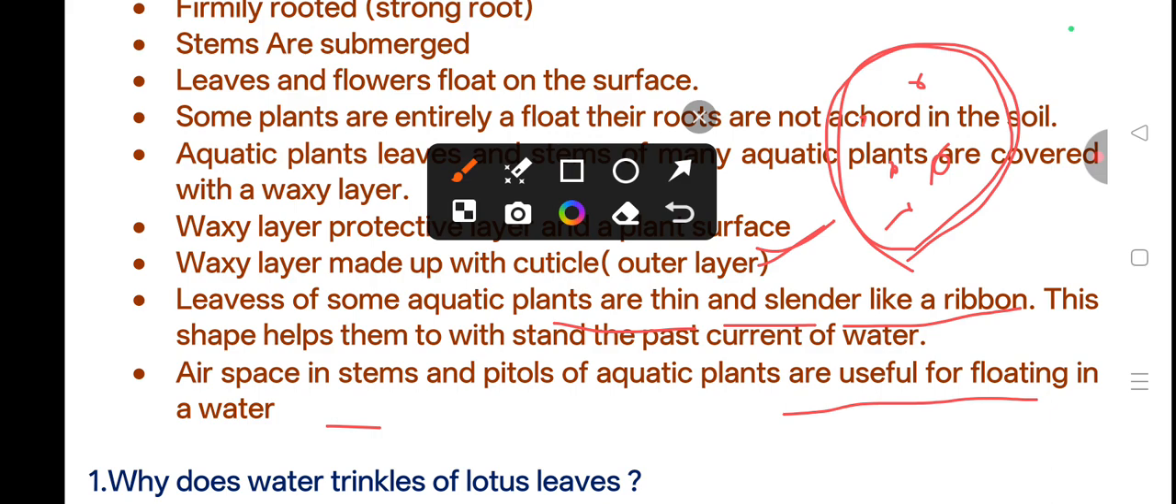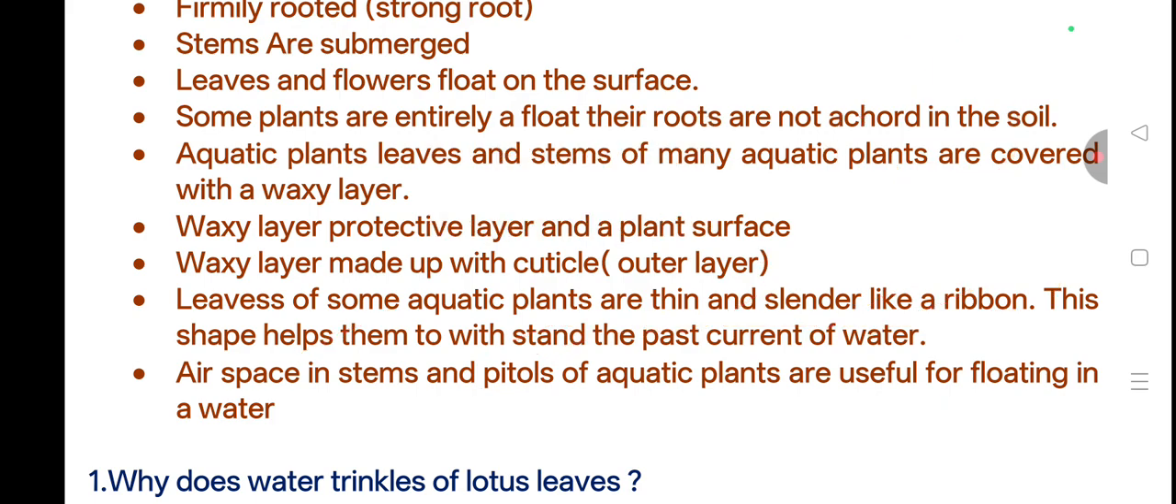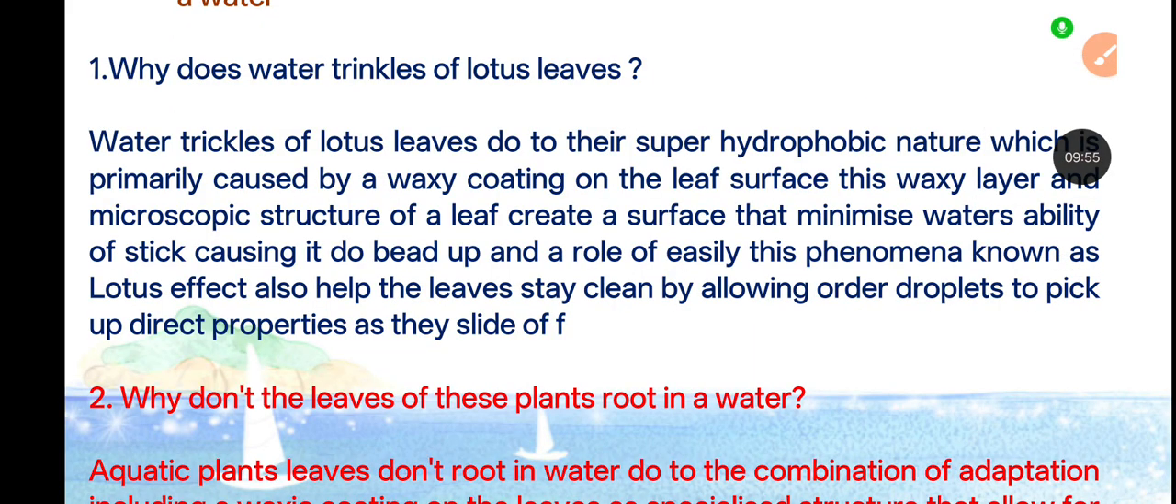Okay. Then the leaves of some aquatic plants are thin and slender like ribbons. This shape helps them withstand the strong current of the water. The air-filled base, stem and petals of aquatic plants are very useful for floating on the water. Some important questions are there in the textbook.